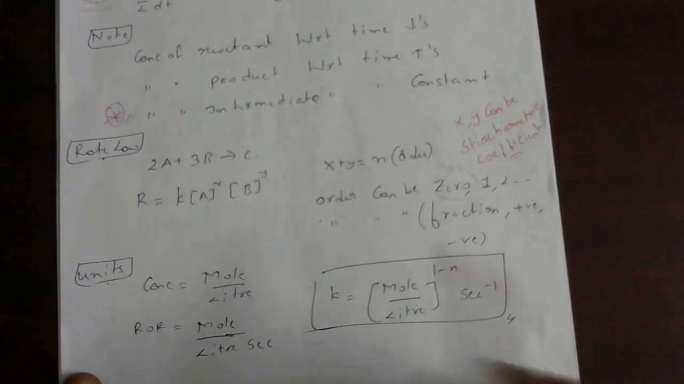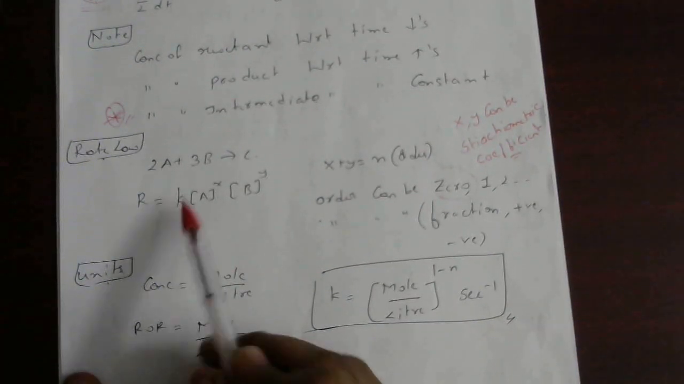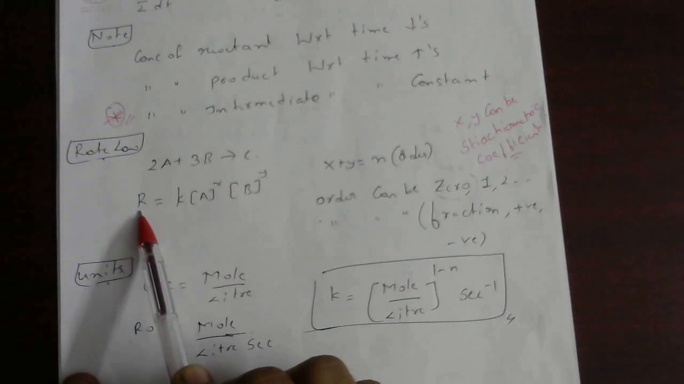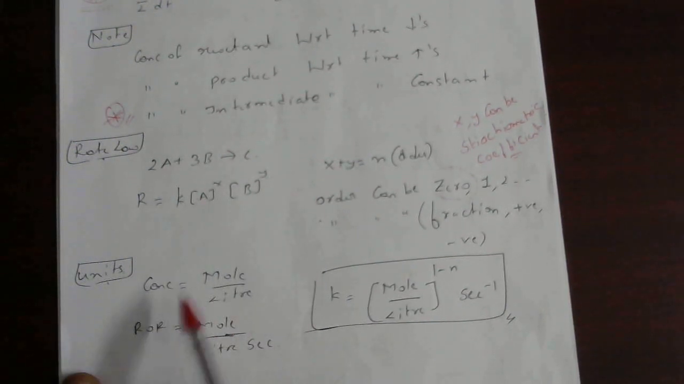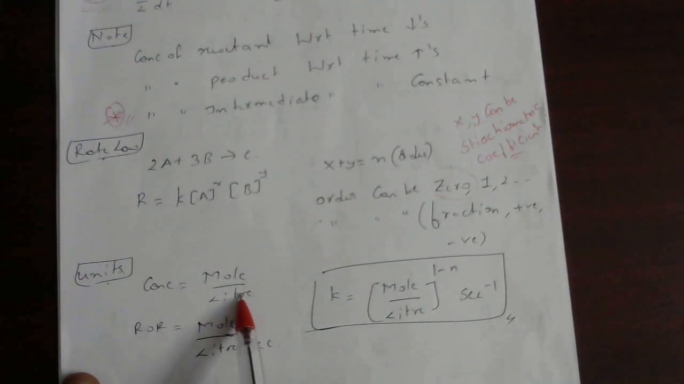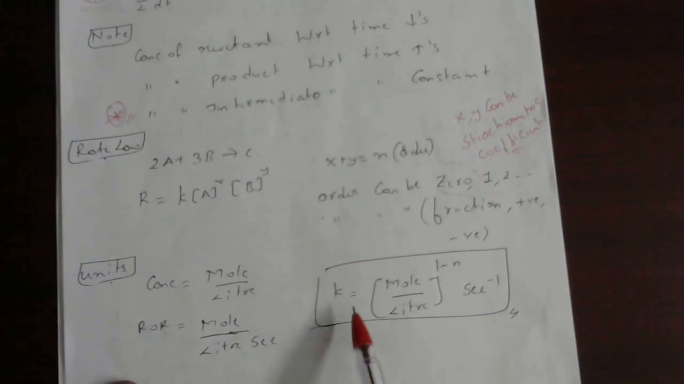Now if you talk about units, by the way, this K is nothing but the rate constant, and this R is nothing but the rate of reaction. So K equal to, I am writing the units of concentration. Concentration we already know, mole per liter, and rate of reaction is mole per liter per second. And what will the units of K be?